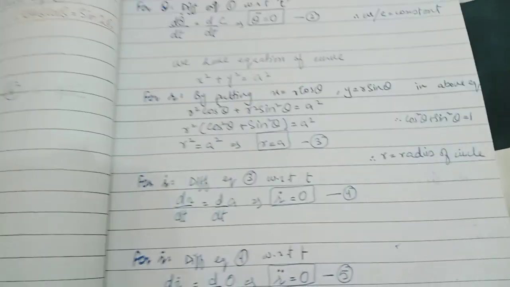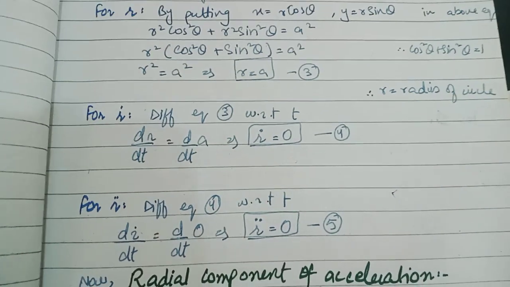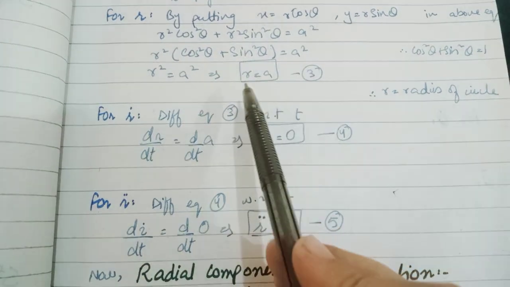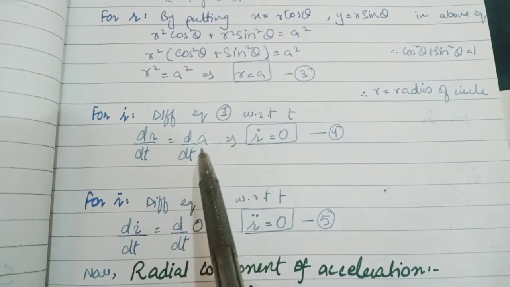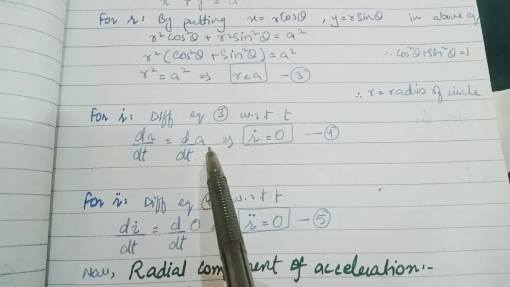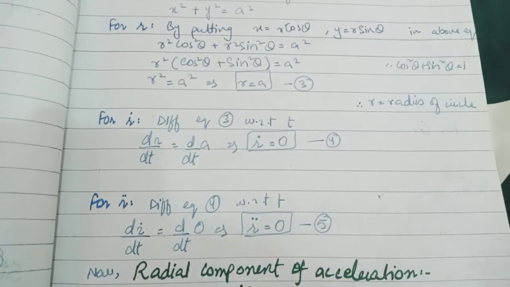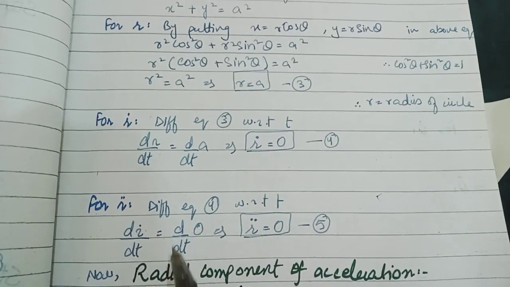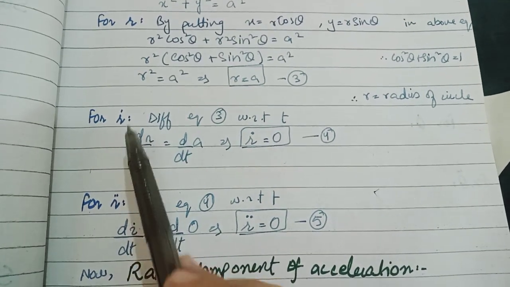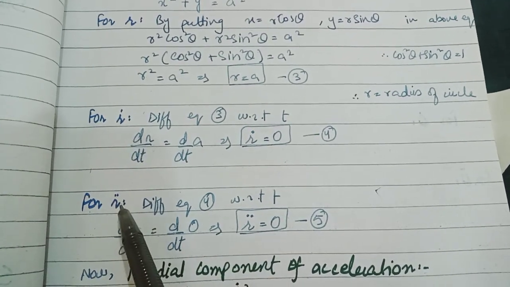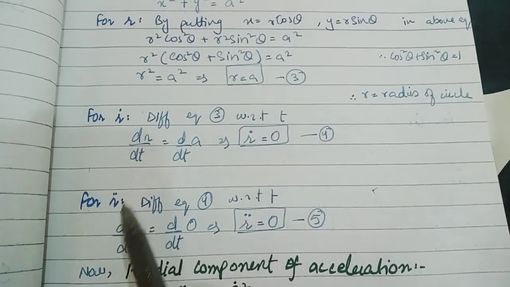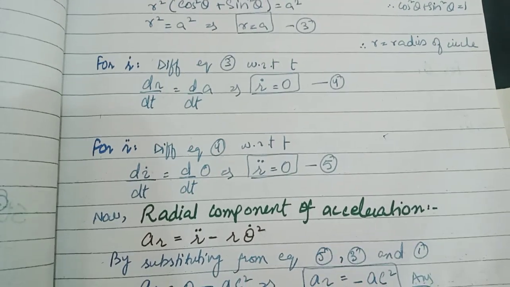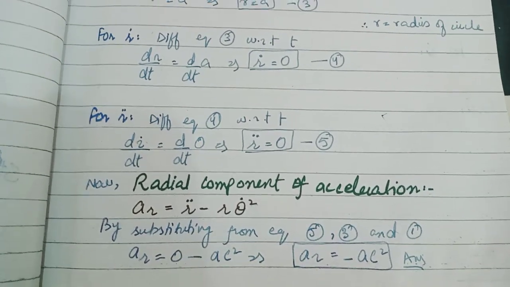Now, after getting the value of r, we find the value of r dot. We simply differentiate r with respect to t. When we differentiate r with respect to t, again the differentiation of a constant is 0, so r dot is equal to 0. Now we have to find the value of r double dot, so we differentiate r dot with respect to time again, and the value of r double dot is 0 again, because the differentiation of 0 or a constant is 0.